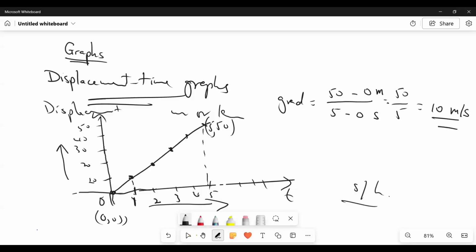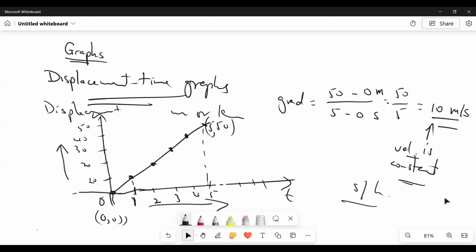It's higher, but not steeper, right? Here is not steeper than here. It has the same slope. It has the same gradient. Therefore, if the gradient is the same, it means that the velocity is constant, right? You see? So whenever you have a displacement time graph that is a straight line, it means that the velocity is constant.